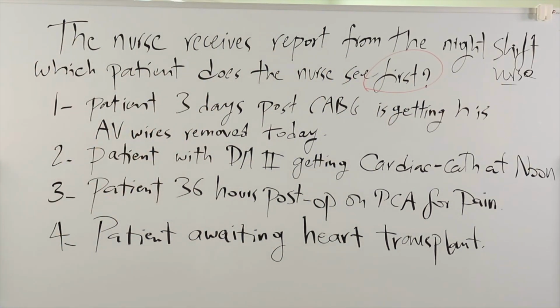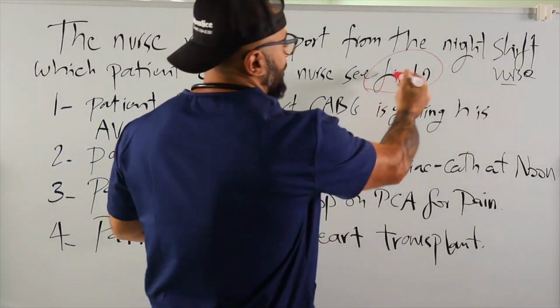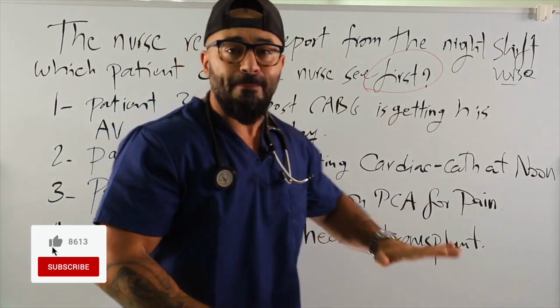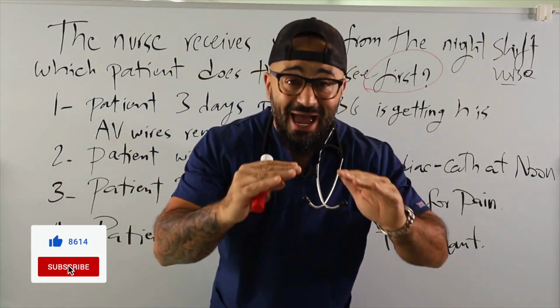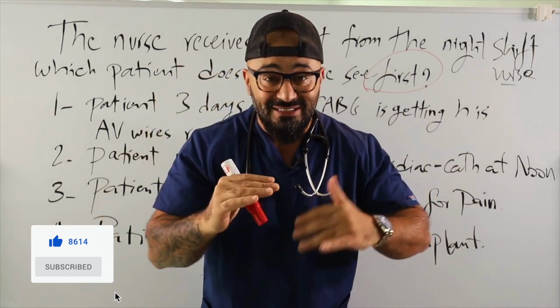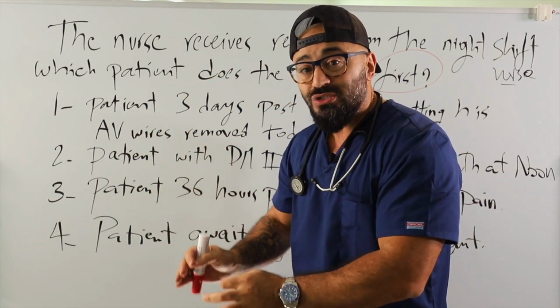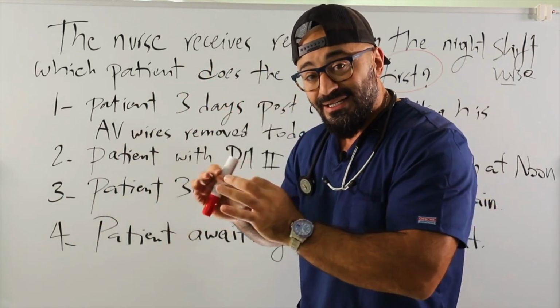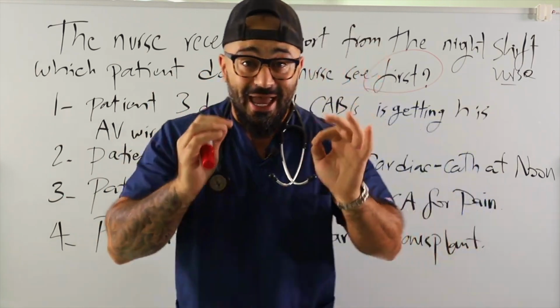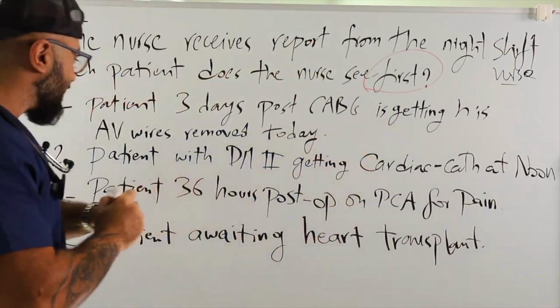The nurse receives report from the night shift. Which patient does the nurse see first? Of course, there's only one keyword, which is first, which is prioritization, all right? I've got 4 types of patients. When I have 4 types of patients and I want to choose which one I've got to see first, this is a prioritization question where I am going to use the second strategy for prioritization, which is ABC's PEEP, all right?